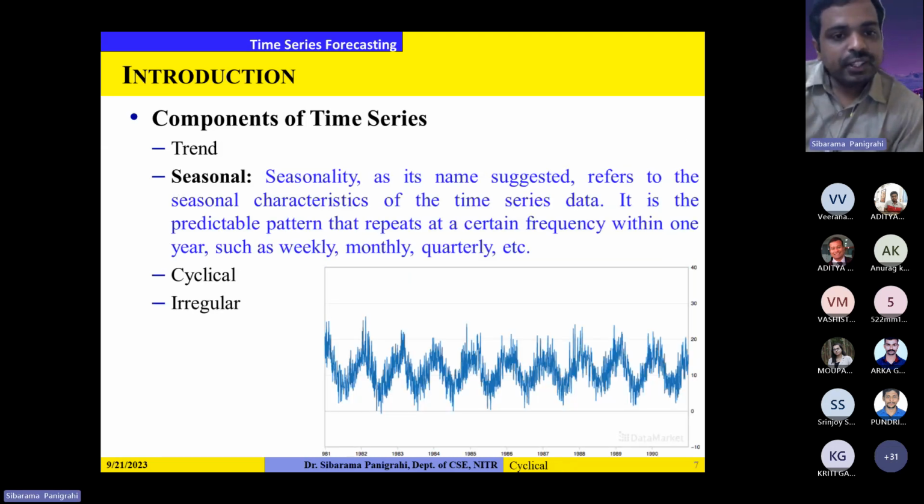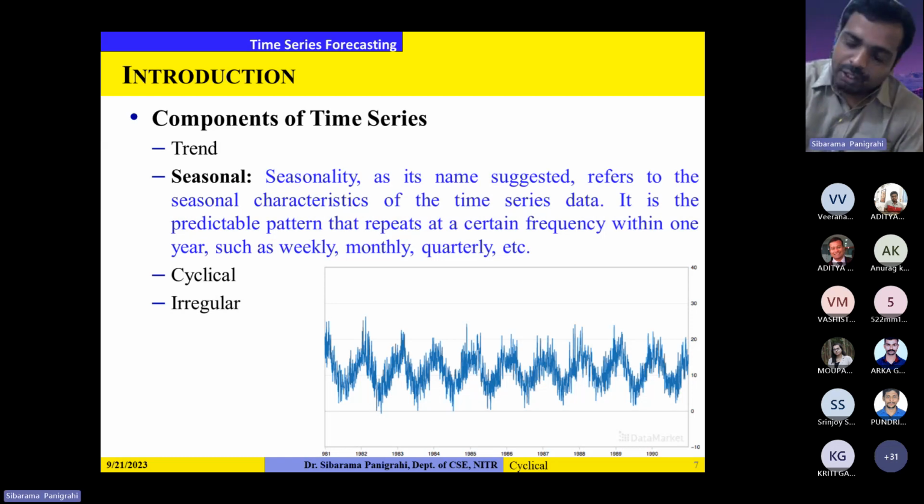Next is the seasonal component. Seasonality, as its name suggests, refers to the seasonal characteristics of the time series data. Suppose we want to measure the temperature in a year. You know that in winter the temperature is low, and in summer the temperature is high. It is true for every year, right? So it has some calendar effect.